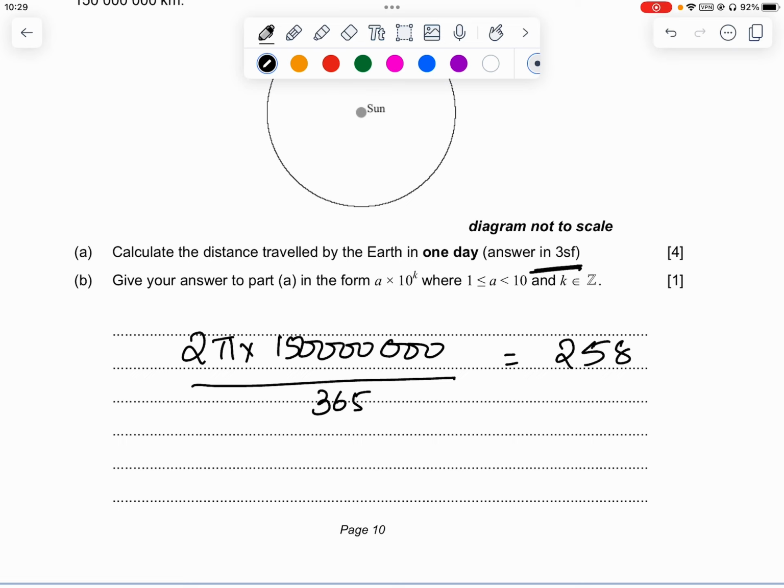So 2580,000 kilometers. That's going to be the answer. Write down in standard form. 2.58 times 10 power 6. That's going to be the standard form.